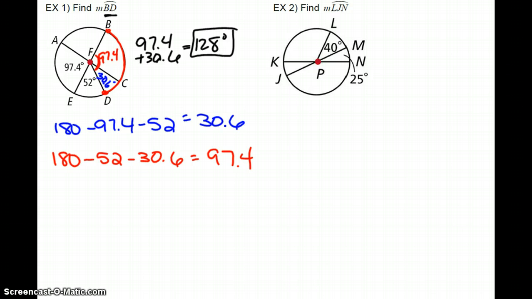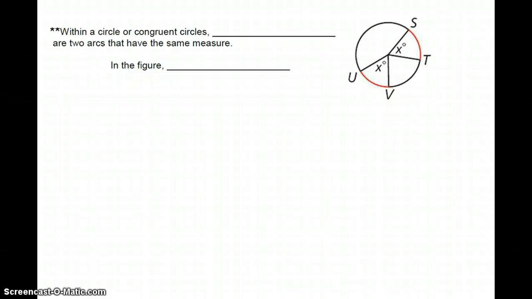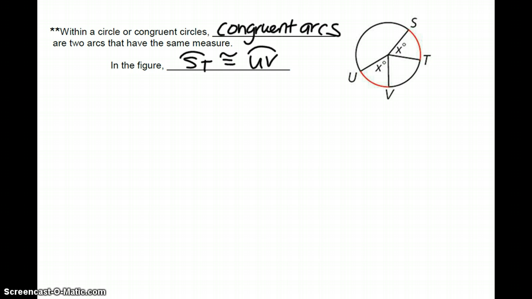Okay, we're going to skip number 2 and head on to our next definition here. I can have congruent arcs if I've got some circle and I know that the 2 arcs have the same measure. Congruent arcs will always have the same measure. Within a circle, congruent arcs are 2 arcs that have the same measure. For example, since those central angles are both x degrees, whatever x is, they're the same value, then arc ST is congruent to arc UV.